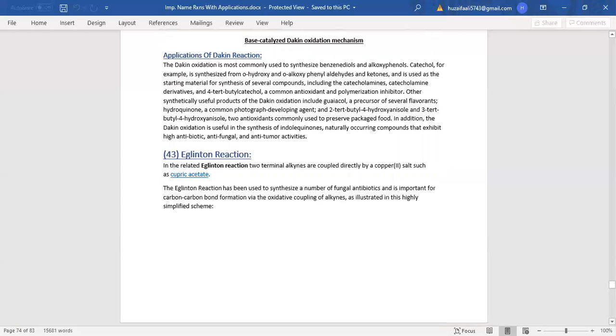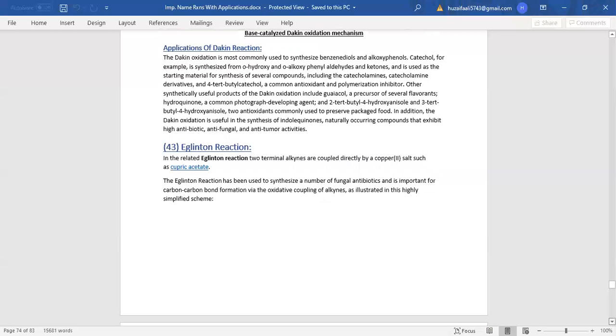In addition, the Dakin oxidation is useful in the synthesis of indolequinones, naturally occurring compounds that exhibit high antibiotic, antifungal, and anti-tumor activities.